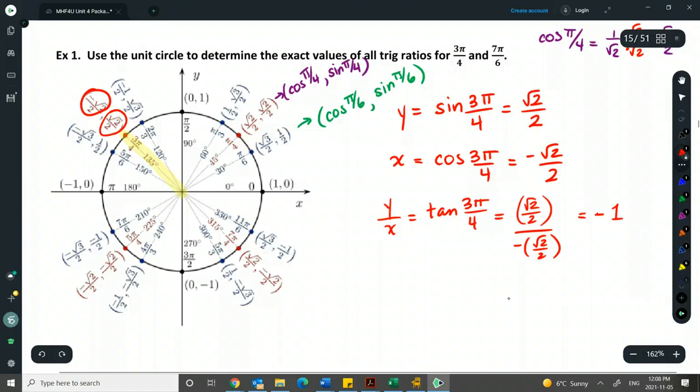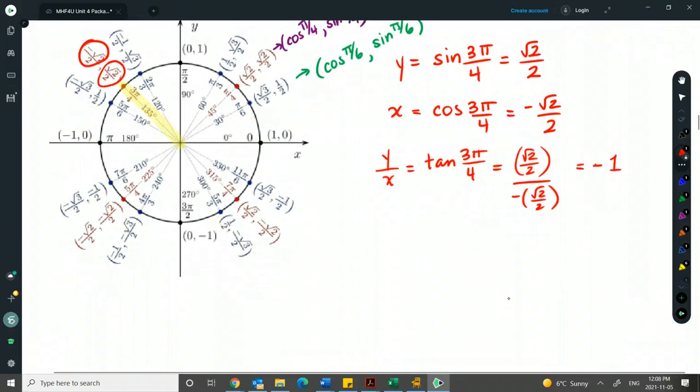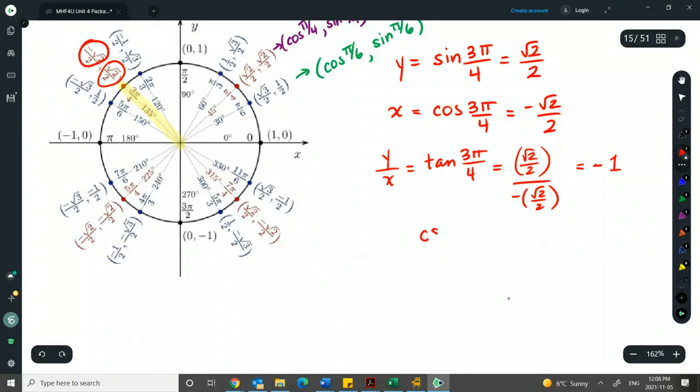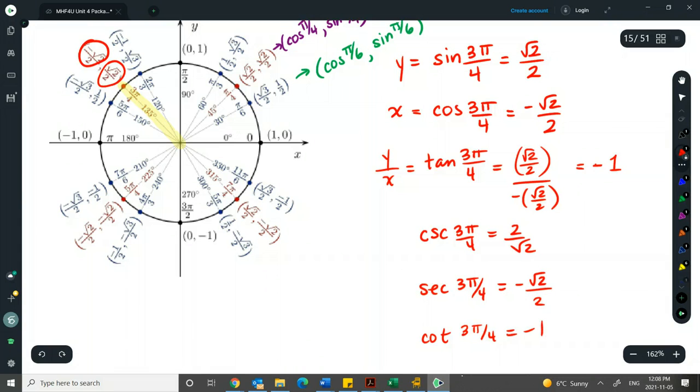And then for the reciprocals, all I have to do is flip them, right? So cosecant is the reciprocal of sine. That will be 2 over root 2. Secant is the reciprocal of cosine. That will be the reciprocal of the x value at that location, negative root 2 over 2. And then cotangent, reciprocal of negative 1, is just negative 1.